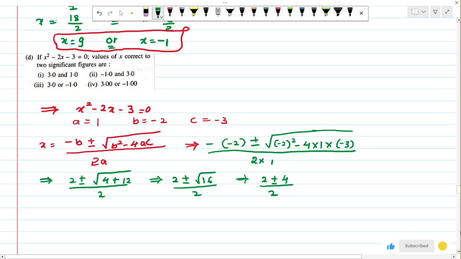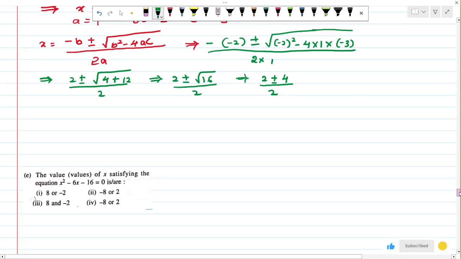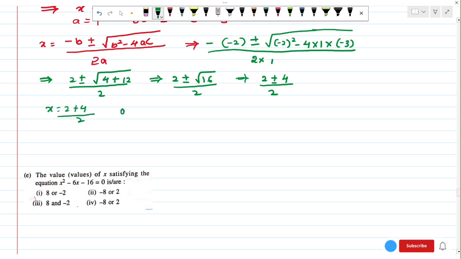So again I'll get the two possibilities, right? Which are the two possibilities? x is equal to 2 plus 4 divided by 2, or x is equal to 2 minus 4 divided by 2.